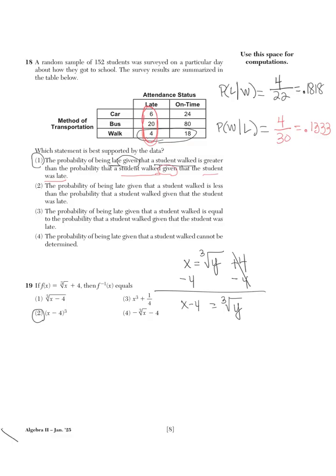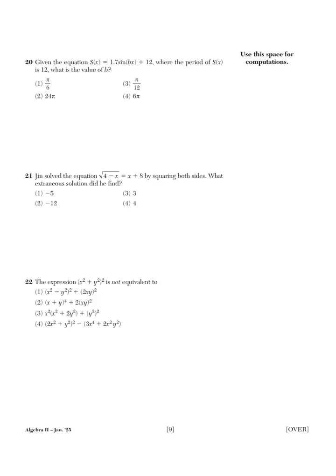And then I have to get rid of that cube root, right? So the opposite of cube rooting is cubing. What I do to one side, I do to the other. So that knocks that guy out. And there's your answer. X minus 4, that quantity cubed, equals y, which is really your f inverse of x. Okay, this is just a fancy way of saying y. The answer is choice 1.